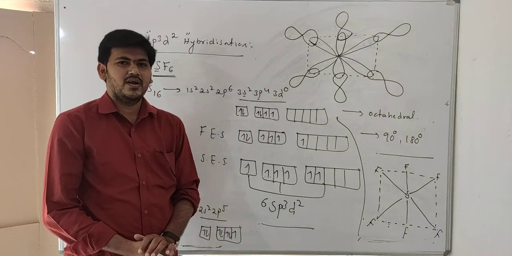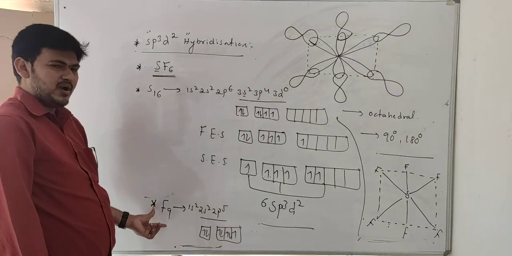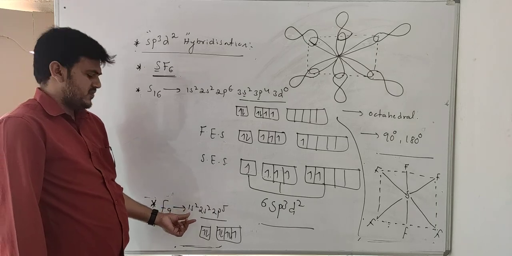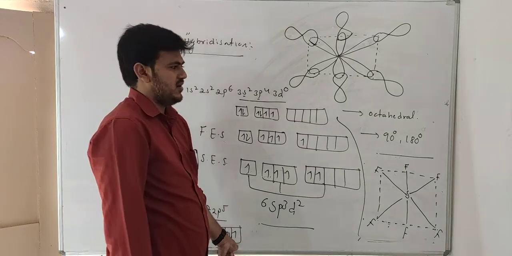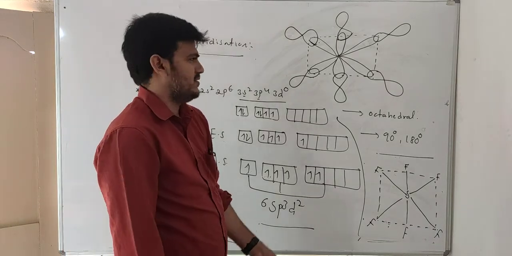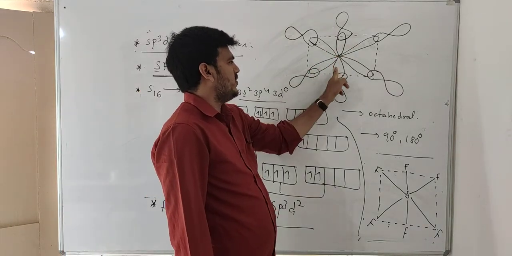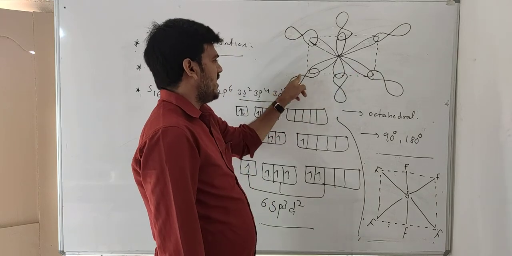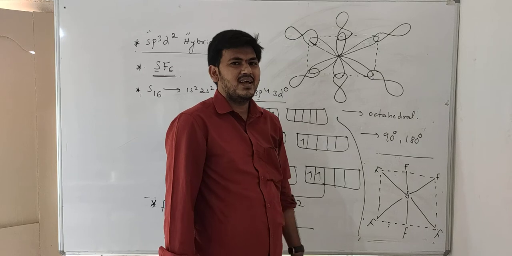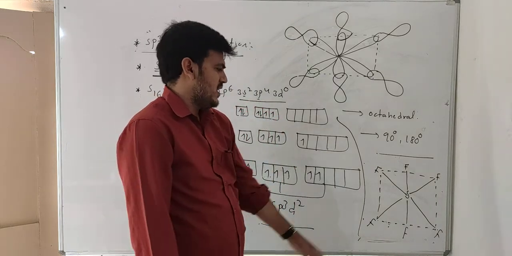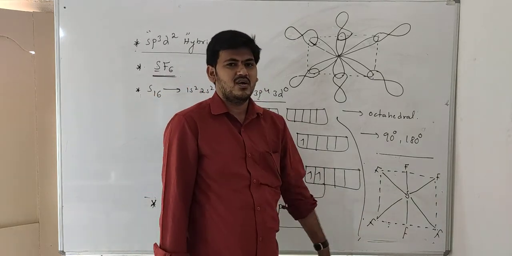6 sp3d2 hybrid orbitals. Next, the fluorine atom has atomic number 9, electron configuration 1s2, 2s2, 2p5, and every fluorine has 1 unpaired electron, and the total number of fluorine atoms is 6. So 6 sp3d2 hybrid orbitals overlap with the pz orbitals of the fluorine atoms. The shape of the molecule is octahedral, and bond angles are 90 degrees and 180 degrees. The final structure of SF6 is octahedral.